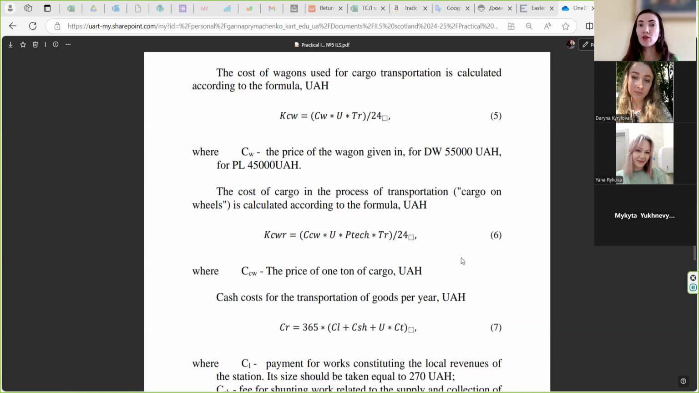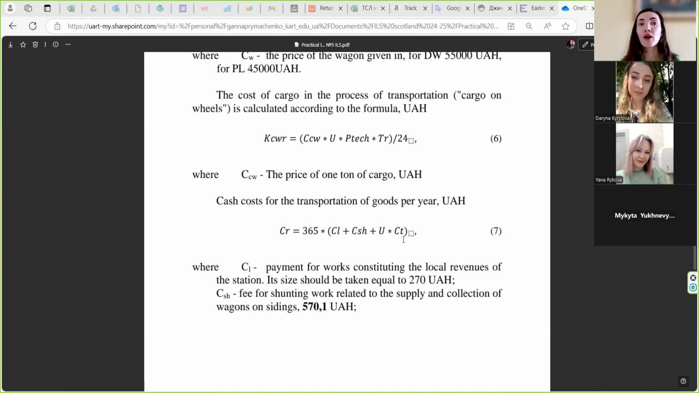So how much money do we need to use wagons on our delivery part? The next formula is formula number 6. We need to find the cost of cargo in the process of transportation. What does it mean, what do we need to find? It is cargo on wheels.